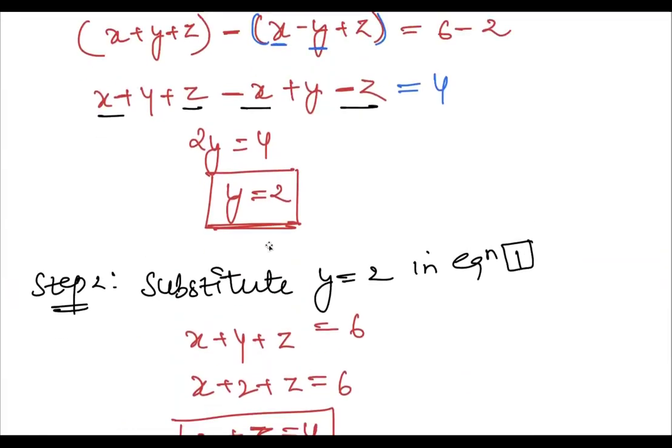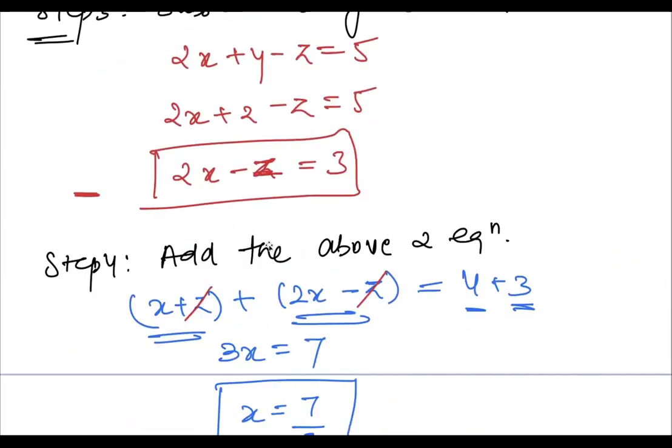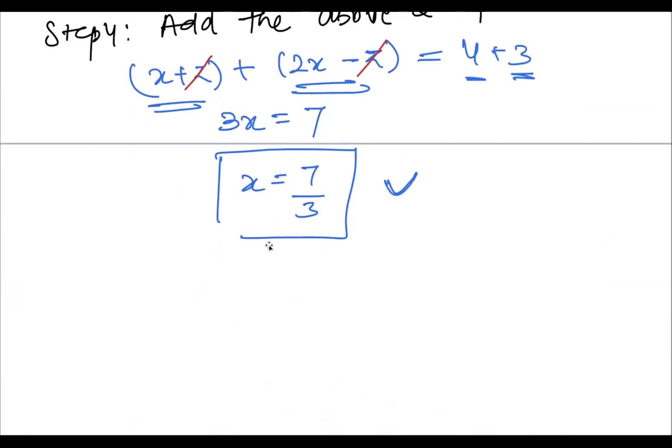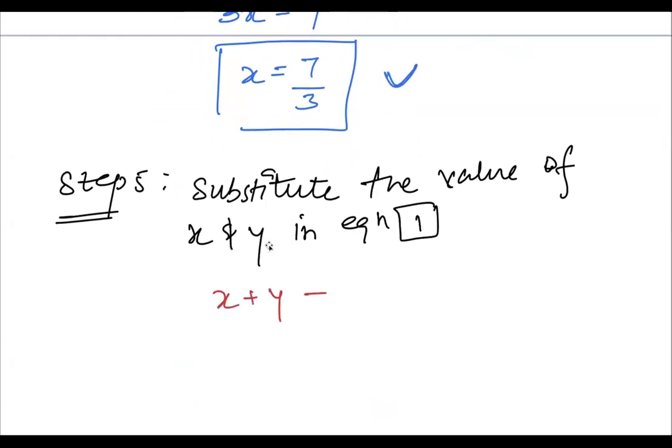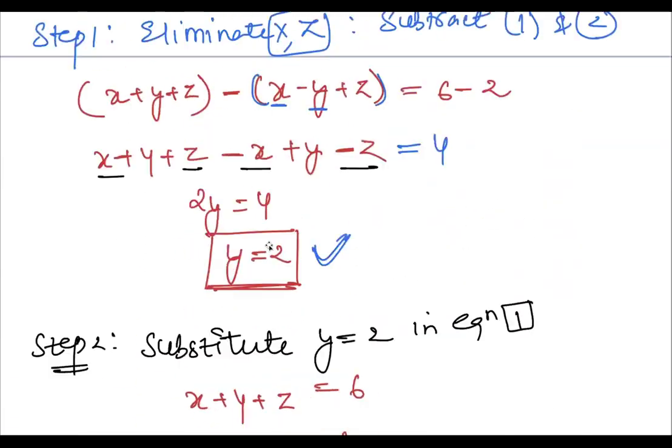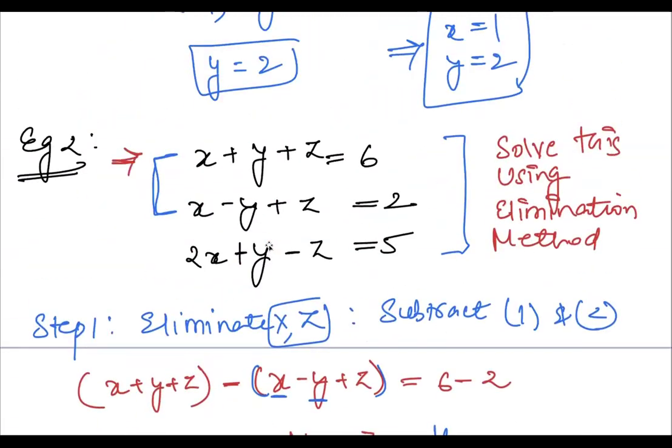Now if you see, I have gotten my value of y and my value of x. Can I get the value of z? Yes. So step 5 is to substitute the values of x and y in the first equation. So what was our first equation? It was x plus y plus z is equal to 6.